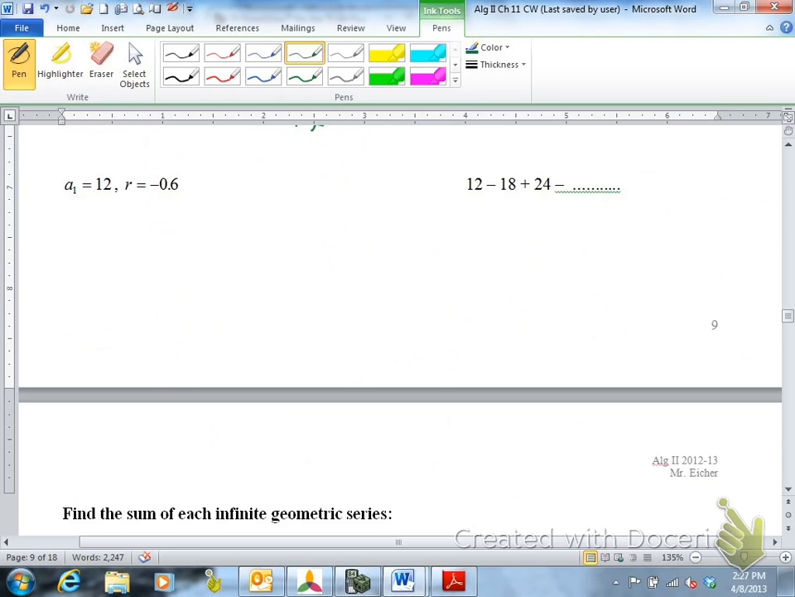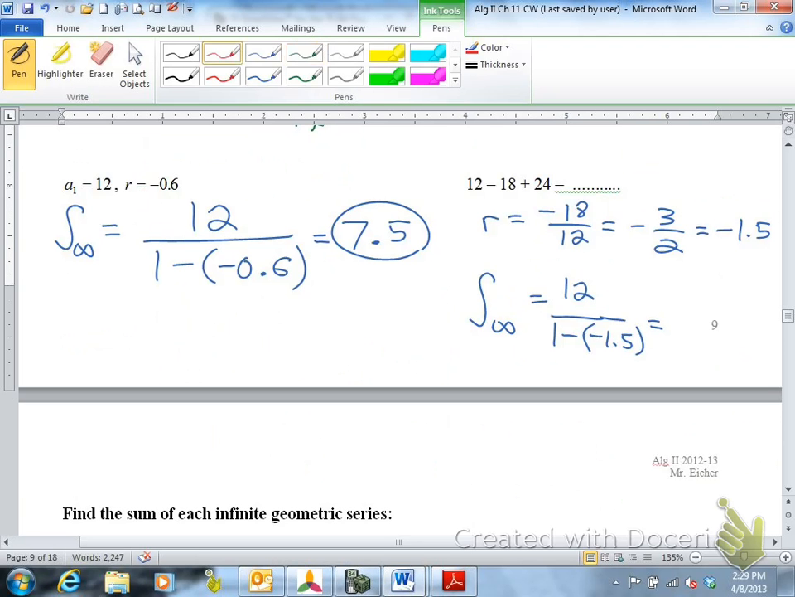So why don't you try the next two? The first one you're given a sub 1 and r, and the next one you're given a series. So the first answer is 7.5. For this one, you find that r is negative 1.5.